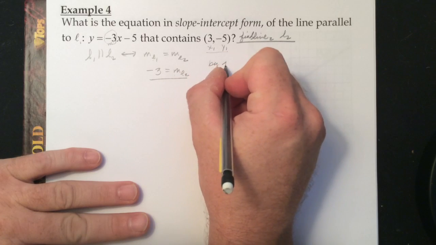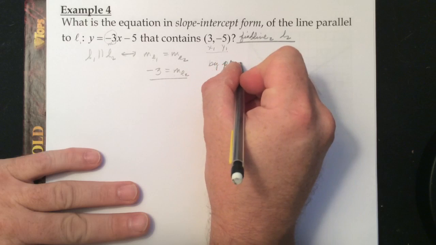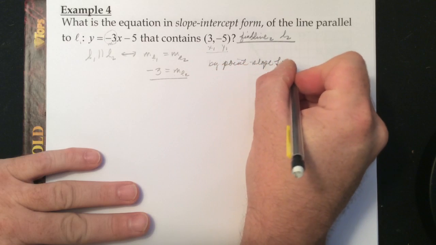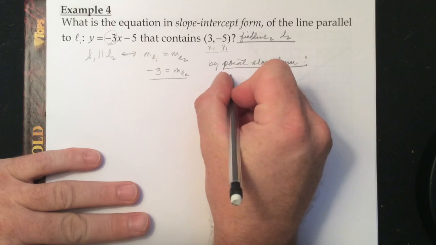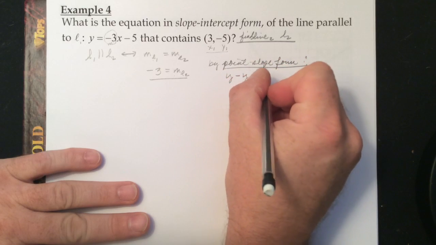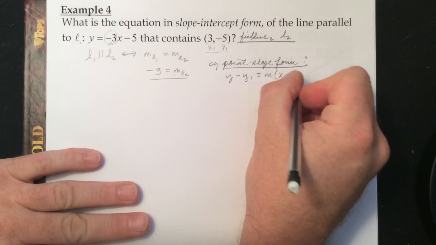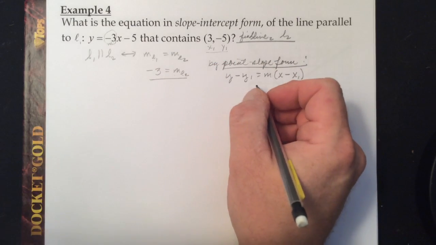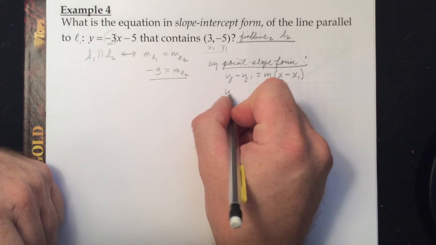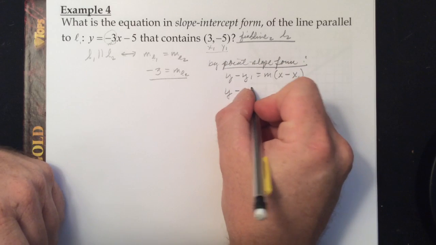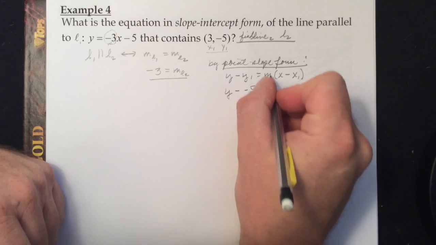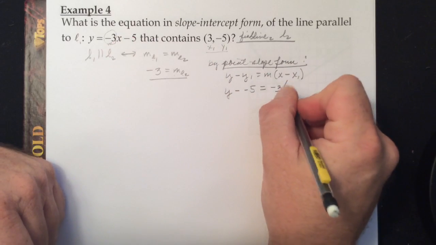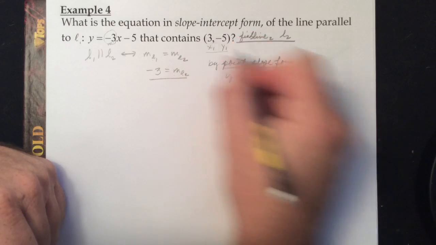By point-slope form, which is y minus y1 equals m times x minus x1, we can substitute in these values, which is something you've done before. So here we go. y minus y1, which is negative 5, equals m, which is the slope, negative 3, has to be the same as the slope, times x minus x1, which is 3.